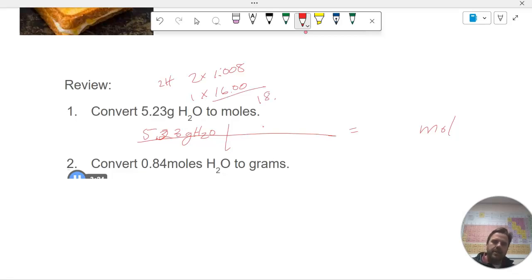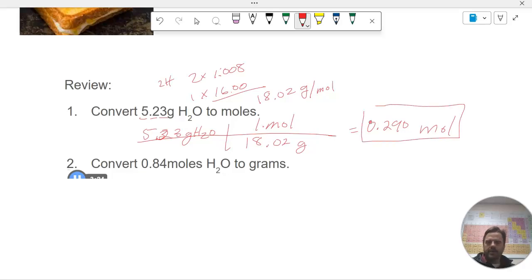It comes out to be 18.02 grams per mole is our molar mass for H2O. So we put that on the bottom, 18.02 grams for every 1 mole. And then we do the math, and our answer is 0.290 moles. You might wonder why I put that 0 on the end. It's because we had these 3 significant figures at the start, so we should have 3 numbers here in our answer. I know we haven't done too much around significant figures, but that's how you do that problem.